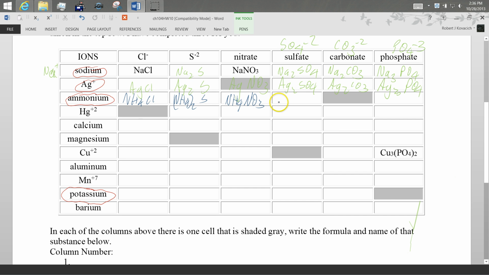And so then I've got (NH4)SO4, and then an (NH4)2CO3, and then an (NH4)3PO4. That doesn't look like a PO4. Oops. Okay.